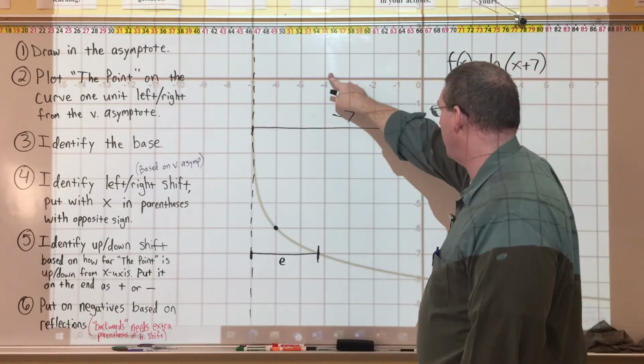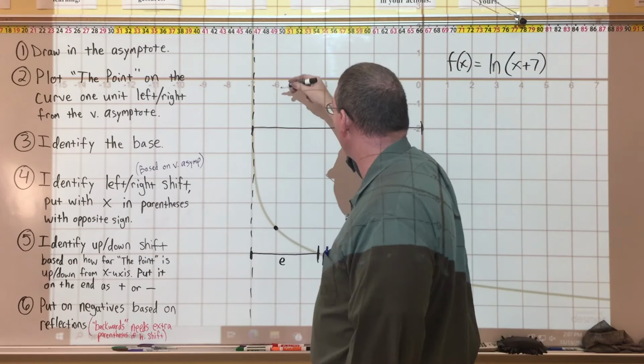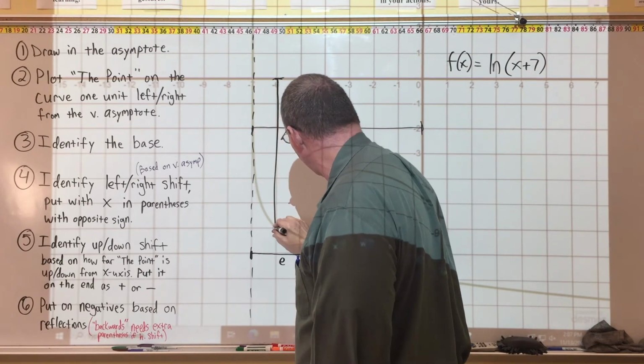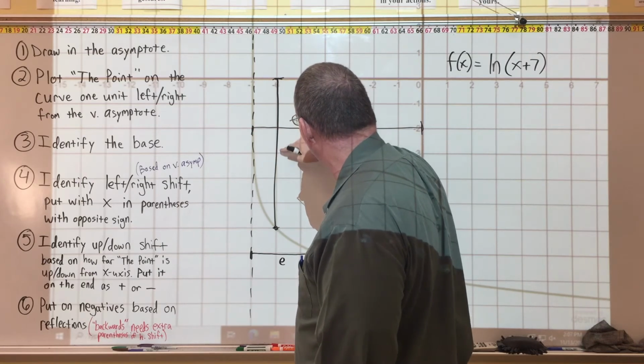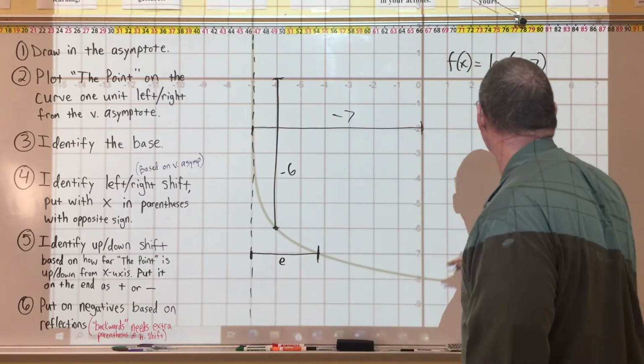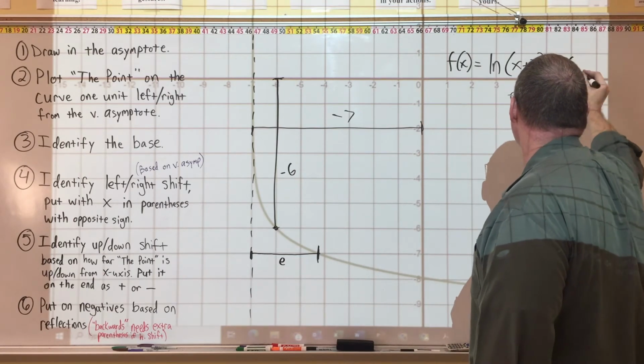Here's the x-axis up here. Here's the point way down here. This distance from the x-axis all the way down to here, let's see, that's -1, -2, -3, -4, -5, -6. That's because it's down, so that's a -6 shift. So we're going to put a -6 on the end.